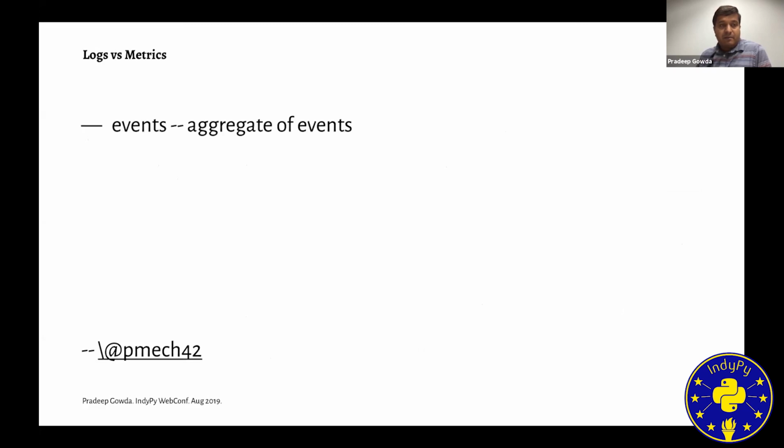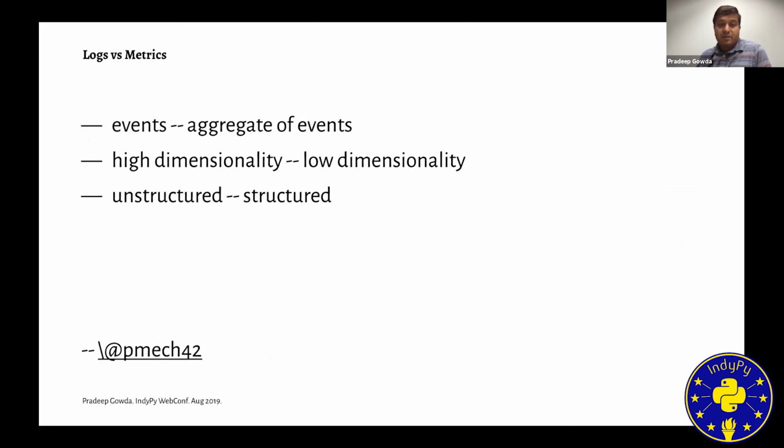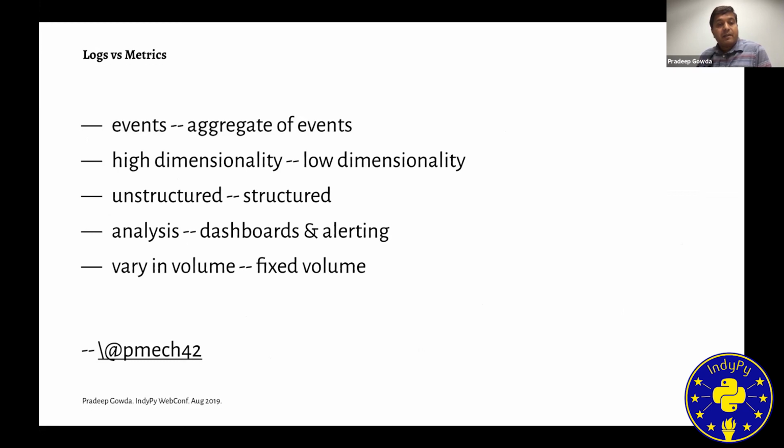So what's the difference between logs and metrics? Logs are events, metrics are aggregates of events. Logs tend to be high dimensional versus low dimensional for metrics. Logs are really unstructured, metrics tend to be very structured, as we saw. Logs are good for analysis of what went wrong and things like that, and metrics are really good for dashboards and alerting. Logs vary in volume depending on the behavior of the application. Metrics tend to be very fixed. Also, logs are very high volume, metrics tend to be very low volume.